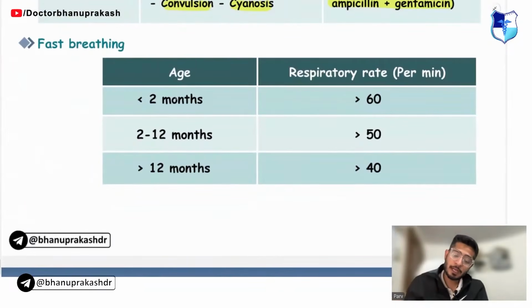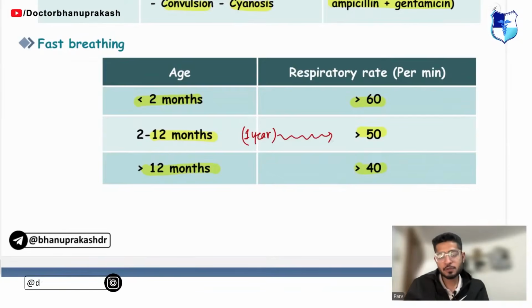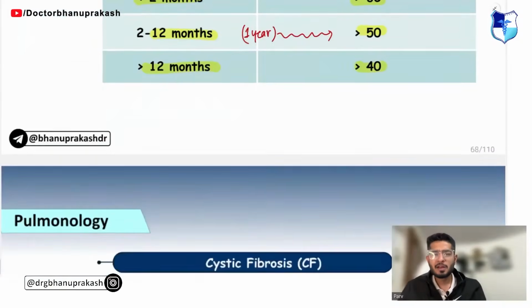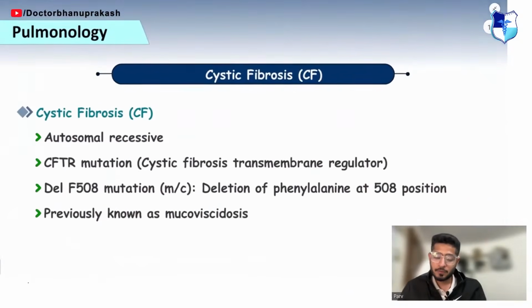Coming on to fast breathing. So just remember that less than 2 months, 60; 2 to 12 months, 50; more than 12 months, 40. So just remember that 1 year is 50. Okay, so if you can remember, 1 year is 50. Of course, more than that is going to be 40.